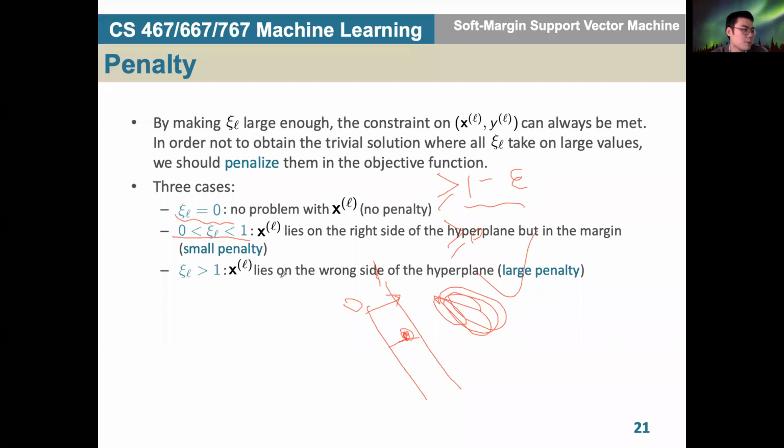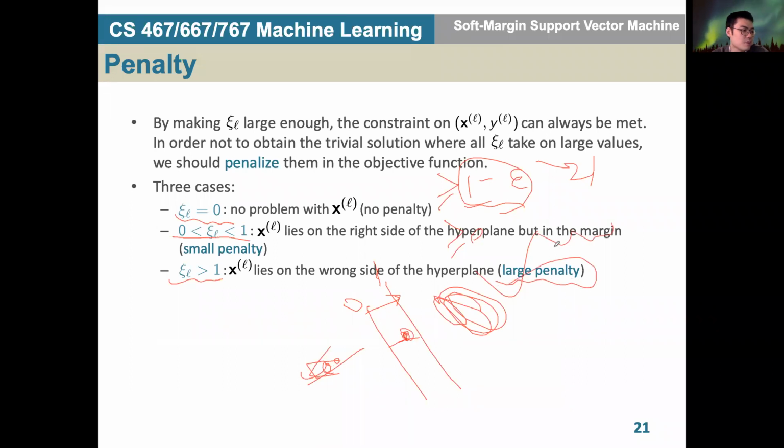Okay. But what if this is larger than 1? Then this thing becomes something negative, right? Negative 21. Then you are on the wrong side. Okay. It's a misclassification, right? So this should be a large penalty. This should be a small penalty, right? Because we want a margin of 1, but you're within the margin, so you are still correct. But when you go to the other side, that's wrong. Okay. Any questions?